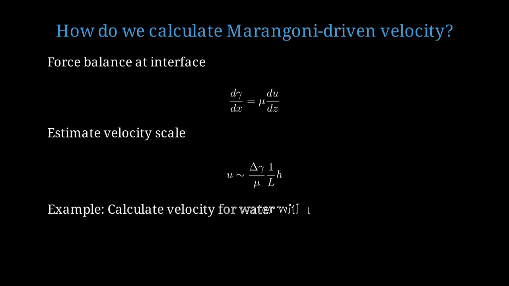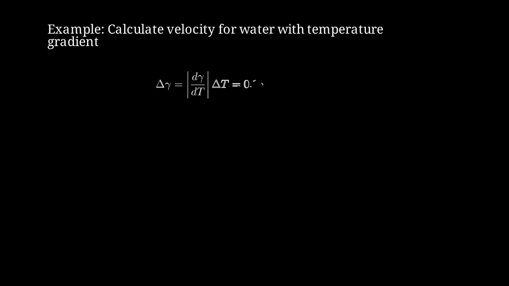Let's plug in numbers. For water, μ is 1 millipascal second. dγ/dT is negative 0.15 millinewtons per meter per Kelvin. h is 1 millimeter, and we impose a temperature difference of 10 Kelvin over L equals 10 millimeters. Δγ equals 0.15 times 10, which is 1.5 millinewtons per meter.